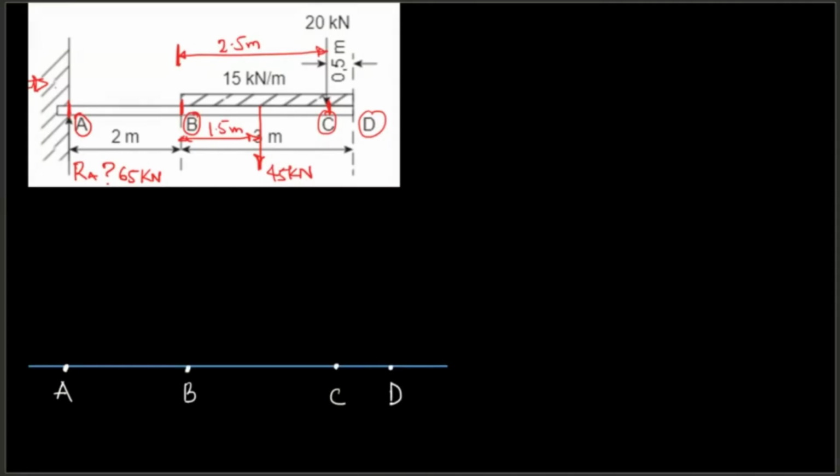So at A there is 65. So you put your 65 there and just write it as 65. Between A and B, there is no force. So the force is going to be constant until B, also going to be 65 here.